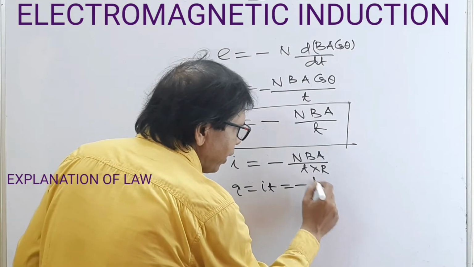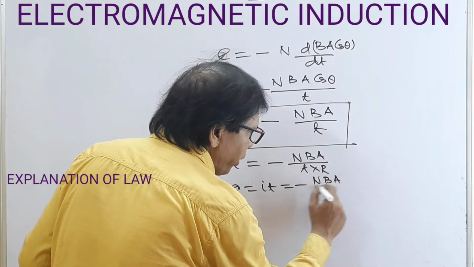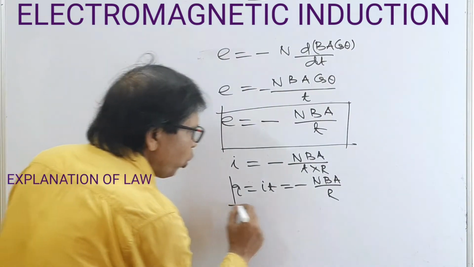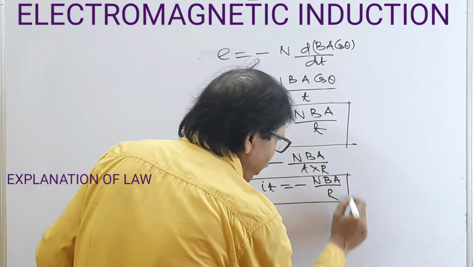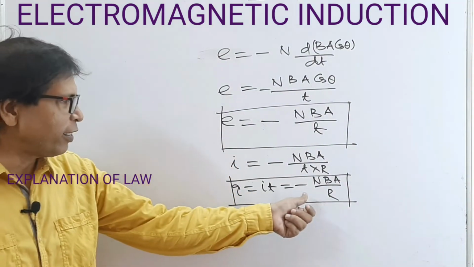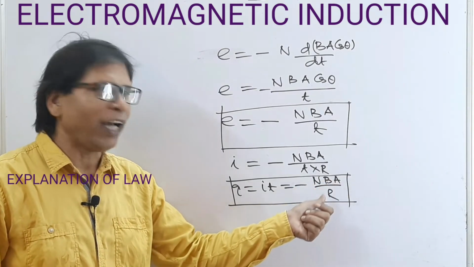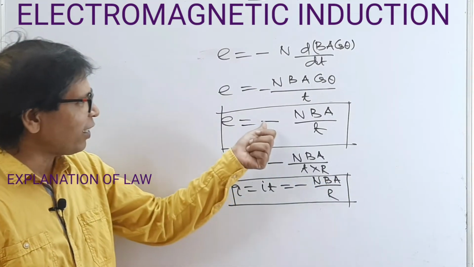So this is the minus NBA divided by R. So the charge flowing in the coil is independent of time. This is NBA by R. Okay, so look at this.